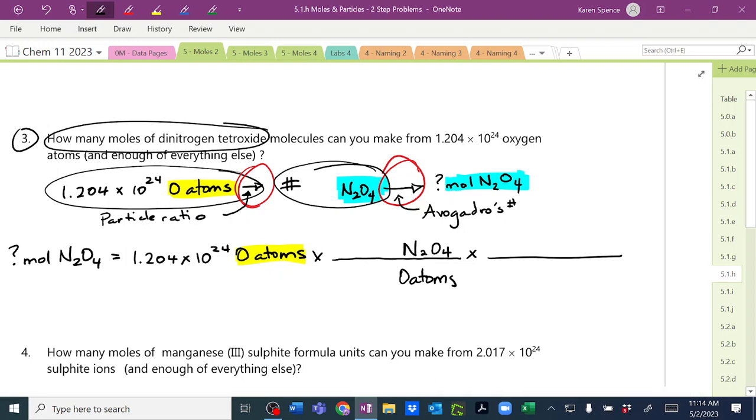Please tell your partner what numbers go in there. What number goes on the top? Which one goes on the bottom?